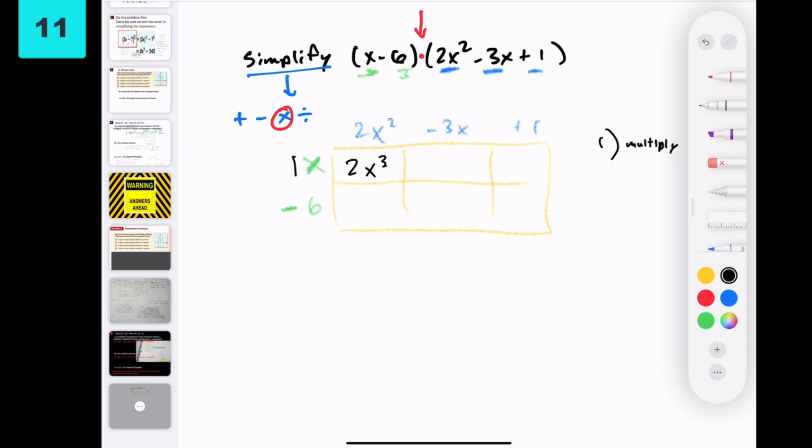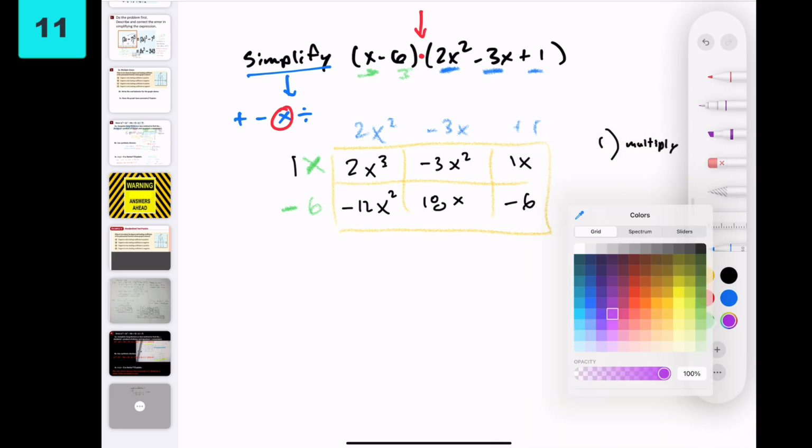We're going to keep multiplying. Negative 6 times 2 is negative 12, and you have no x's, so it's just going to be x squared. 1 times negative 3 is negative 3, and x times x is x squared. Negative 6 times negative 3 is 18, and there's no x's, so it's x. That was a common mistake right there. A lot of students were doing negative times a negative is a negative. Use your calculator, please. 1 times 1 is 1, so you just have 1x. And then negative 6 times 1 is negative 6.